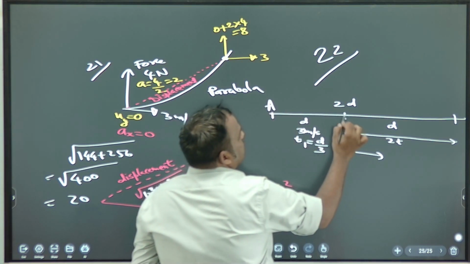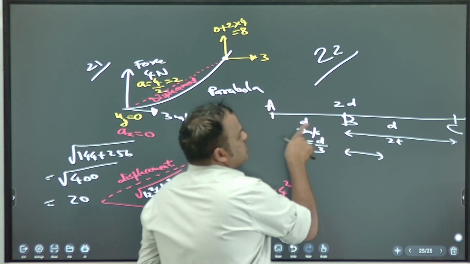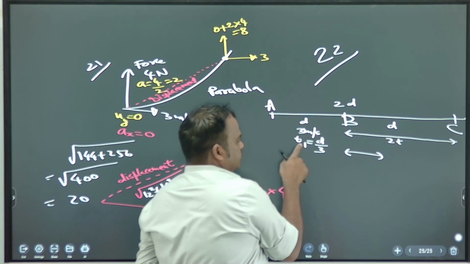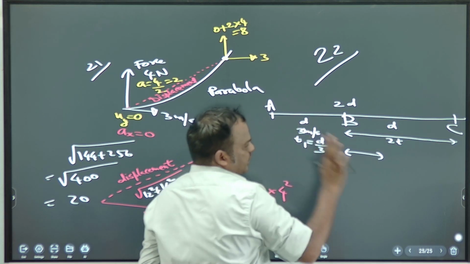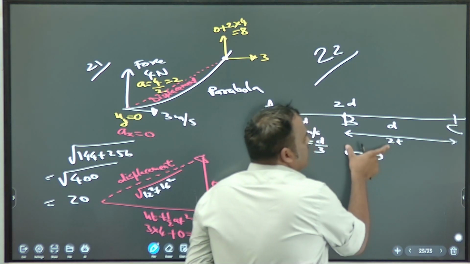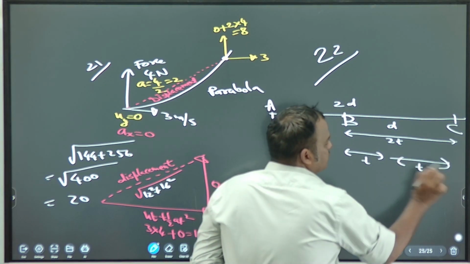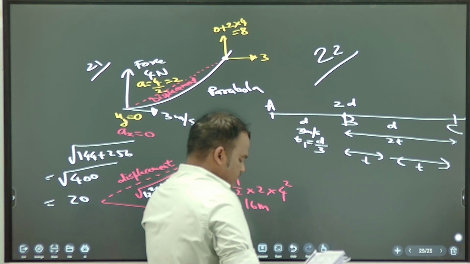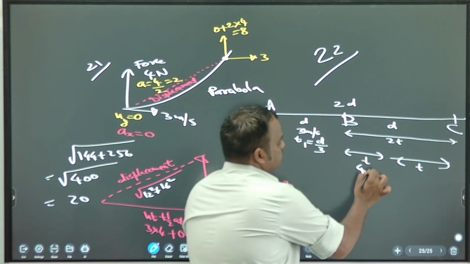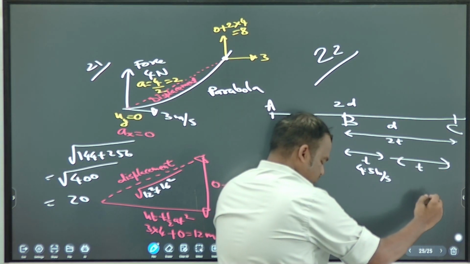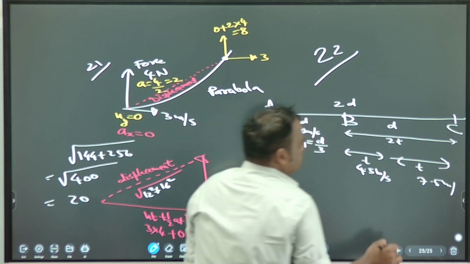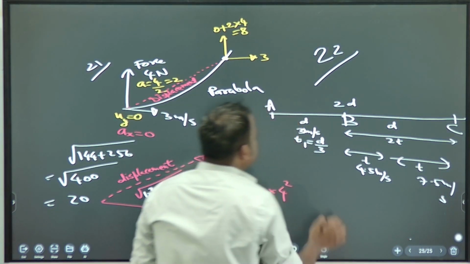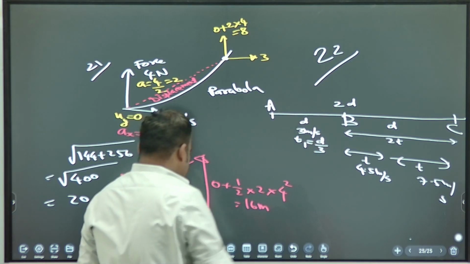See, A, B, C. A to B, what is the distance? D. B to C, what is the distance? D. A to B, what is the time taken? T1. T1 is D by 3. B to C, what is the time taken? 2t. So half of that is T. Remaining half is also T. Now half time, what is the speed? 4.5. And this half, what is the speed? 7.5. Meter per second.